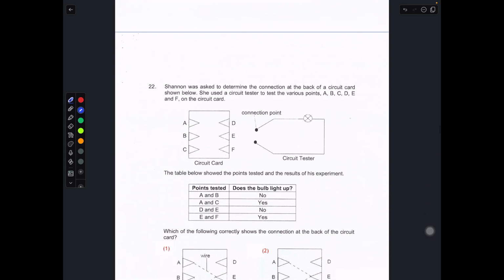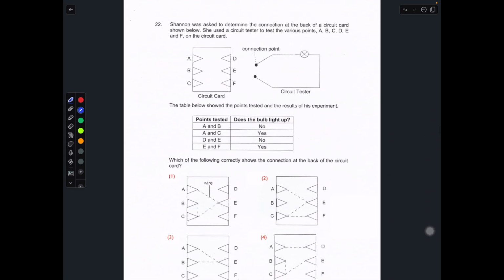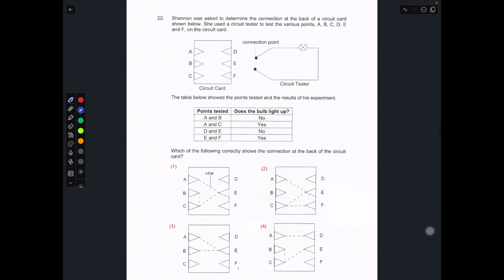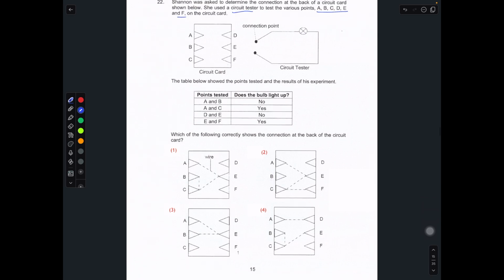Okay, let's move on to question number 22. Sharon was asked to determine the connection at the back of the circuit card as shown. She used a circuit tester to test the various points A, B, C, D, E and F on the circuit card. So you have the connection points, and this is a circuit card that was given. The table shows the point tested and the result of the experiment. So this one, focus on the yes. You say A and C, so I'll put a tick A and C, E and F.